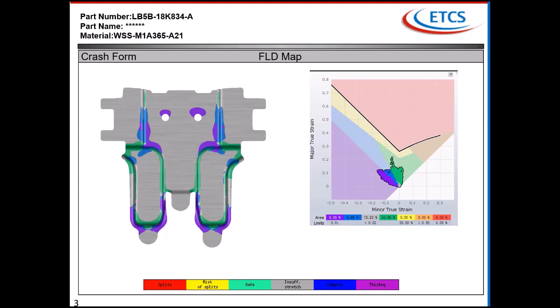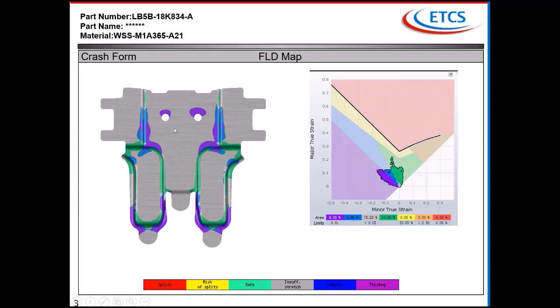Now this is the result of AutoForm. As you can see, the part is all good. It's important for you to understand what these colors are: red, yellow, green, gray, blue, purple. Red indicates split, yellow indicates risk of split, green indicates it's safe, gray indicates insufficient stretch, blue indicates compression, and purple indicates thickening. As you can see over here, when we ran the part, it was almost okay, everything.